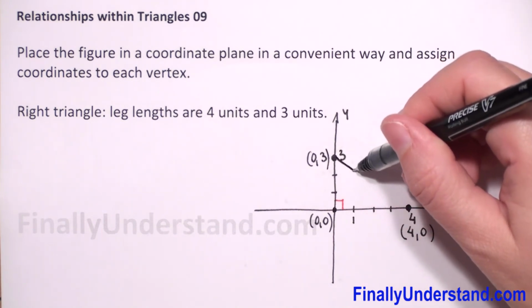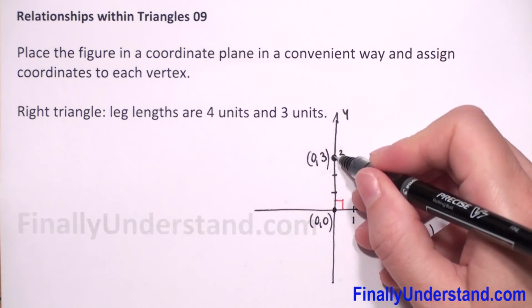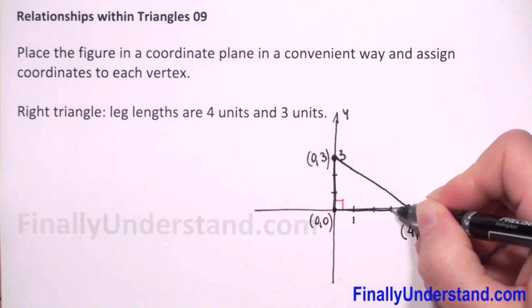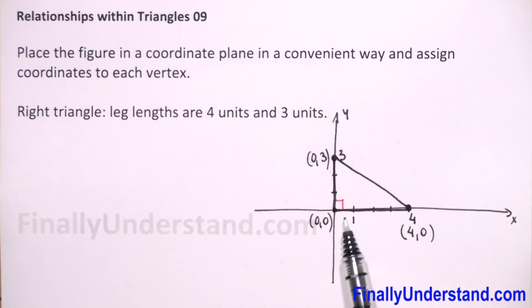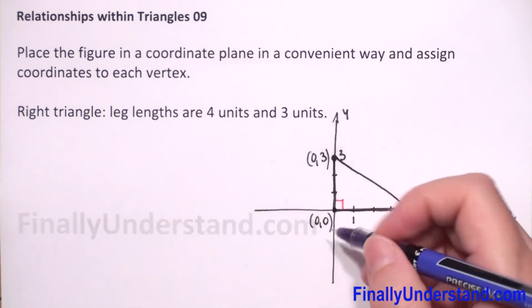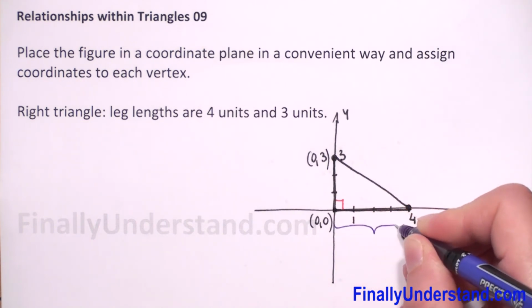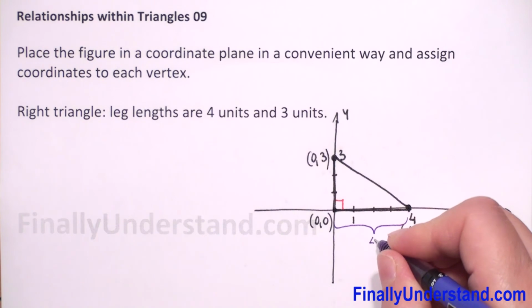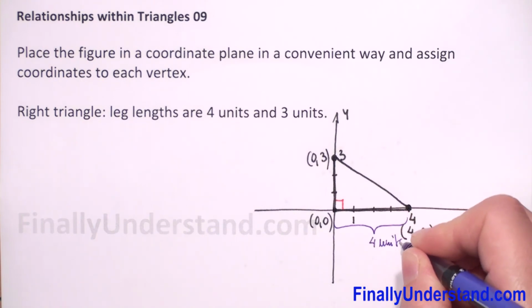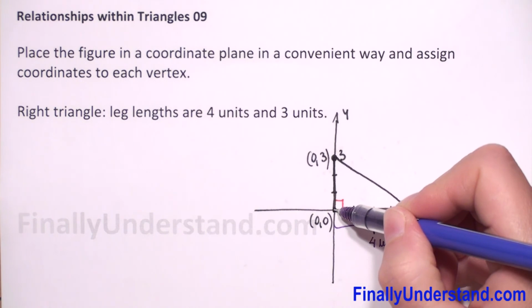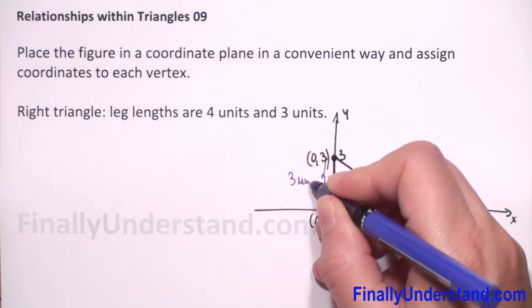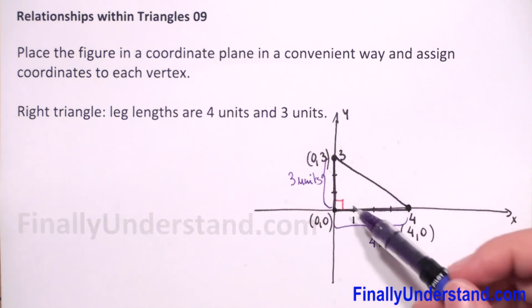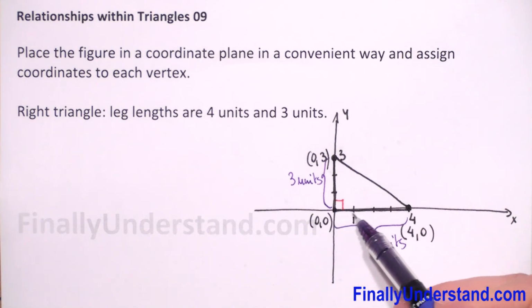Now we can connect these 2 points. So we have our right triangle, and one leg is 4. The distance from the origin to this point is 4 units, and from this point to that is 3 units. Like I said, you can put 4 on the y-axis and 3 on the x-axis. So this is my solution.